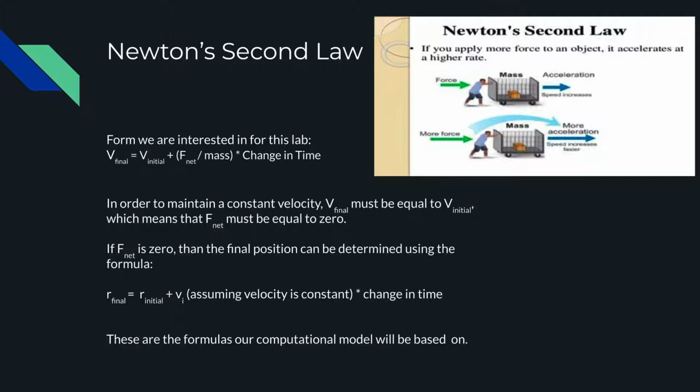So, what is Newton's second law? For this lab, we're using the form of Newton's second law that states the final velocity is equal to the initial velocity plus the net force divided by mass times the change in time. The net force divided by mass is the acceleration of an object. Because we want to maintain a constant velocity, V final must be equal to V initial, which means that there's no acceleration, which means that the net force must be equal to 0 in this system. And if the net force is 0, we can also calculate the final position by using this equation down here, which says the final position is equal to the initial position plus this constant velocity times the change in time. These are the principles that our computational model will be based on.